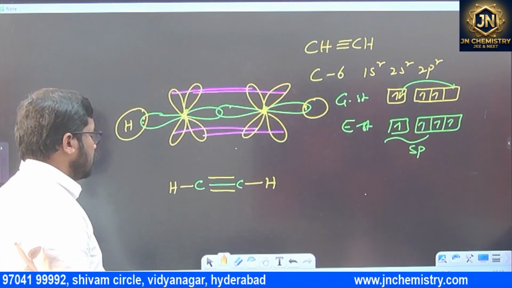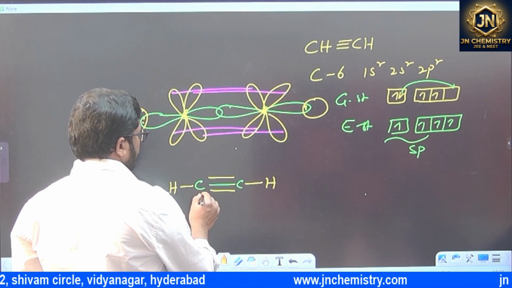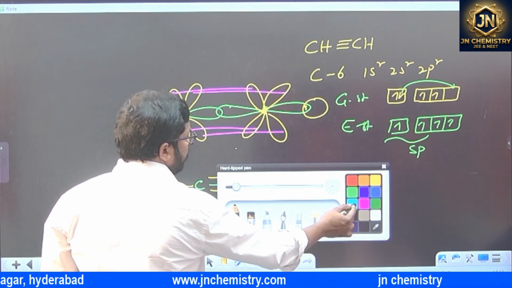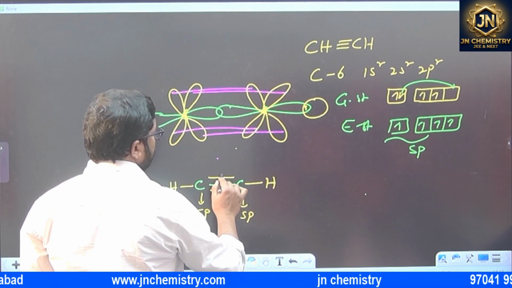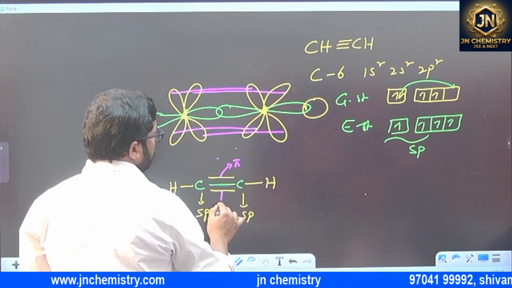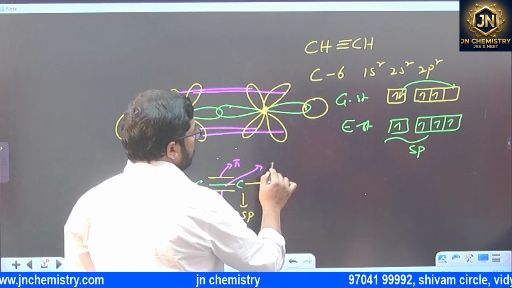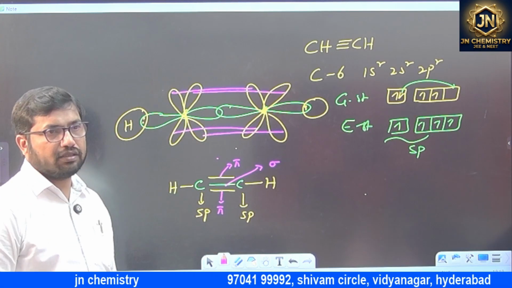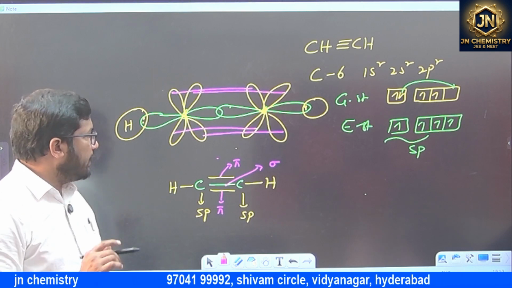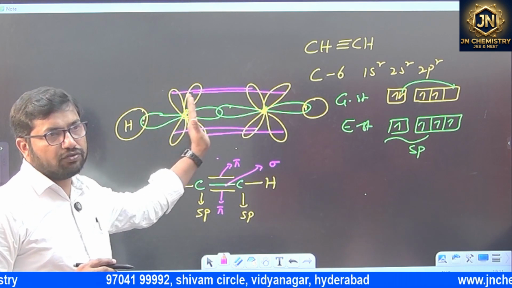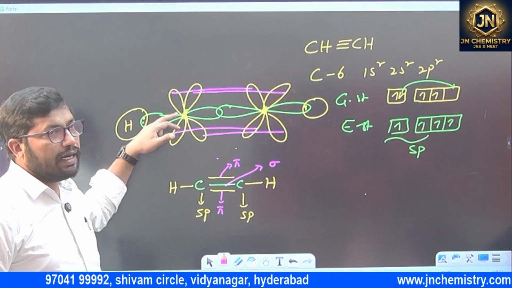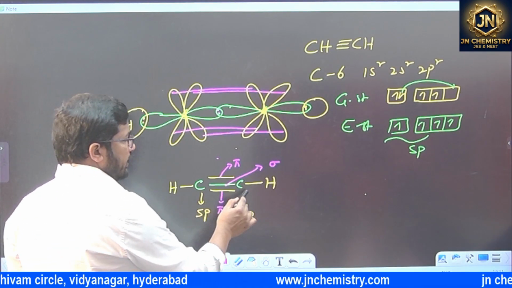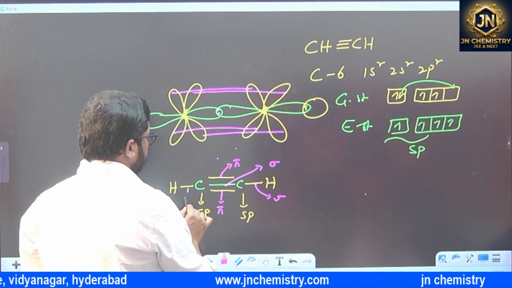So write it down. This carbon is sp hybridized. In a triple bond, two are pi bonds and one is a sigma bond. Same as before, pi bonds are weak. We can easily break them because pi bonds are formed by sidewise overlapping. A sigma bond is formed by end-on-end or head-on-head overlapping. This is also a sigma bond here. This is also a sigma bond.